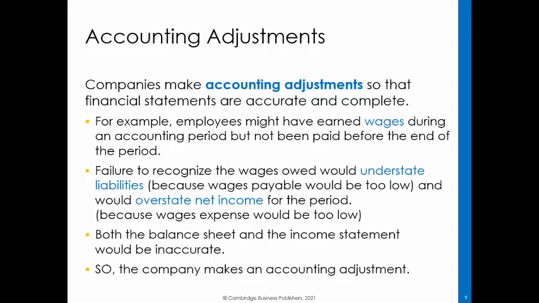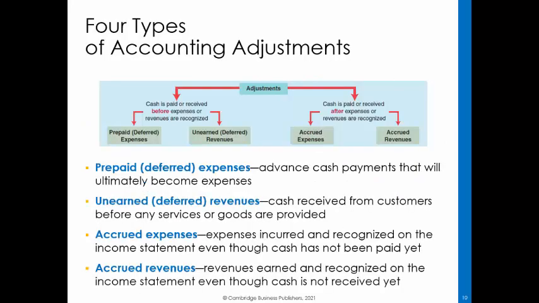For example, employees may have earned wages during the accounting period that have not yet been paid. If we fail to make an adjusting entry to record these wages, then wages payable, a liability, would be understated as well as wages expense, which would mean that net income would be overstated. Companies must make adjusting entries at the end of each accounting period prior to preparing the financial statements so that net income, as well as the assets and liabilities, are correct for the period.